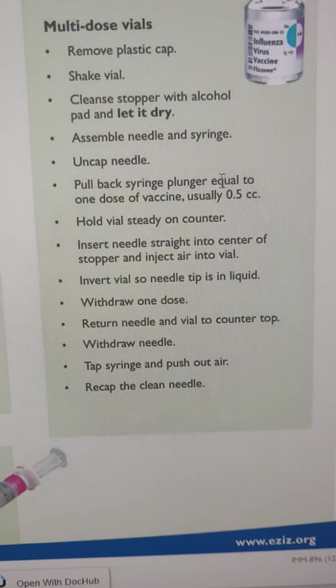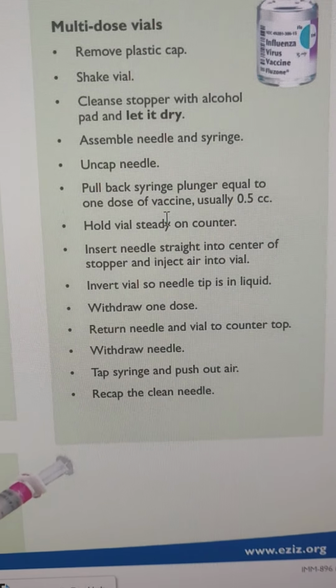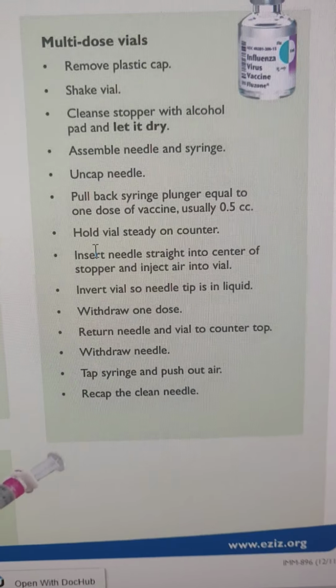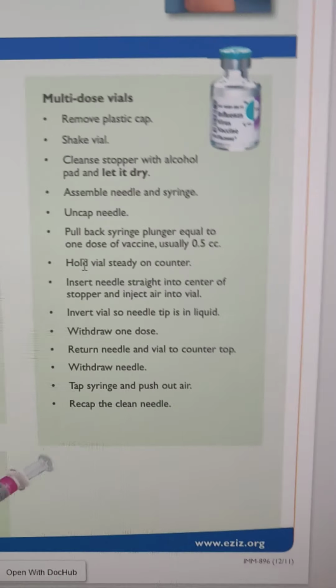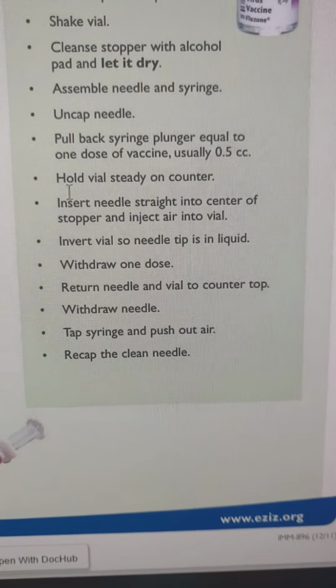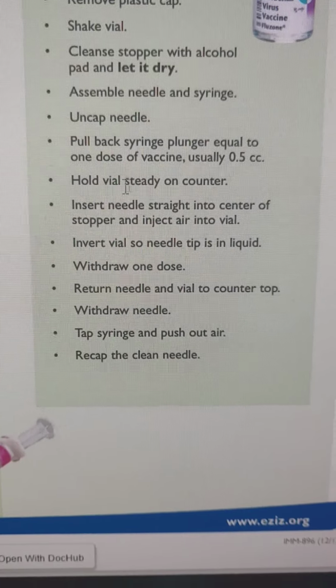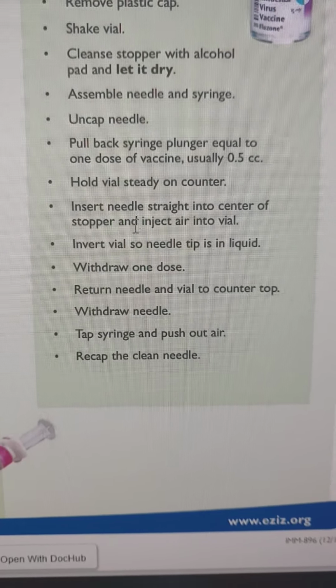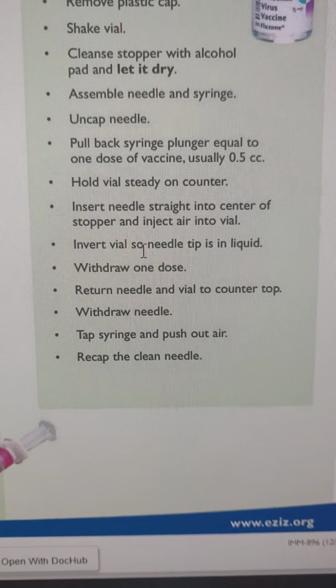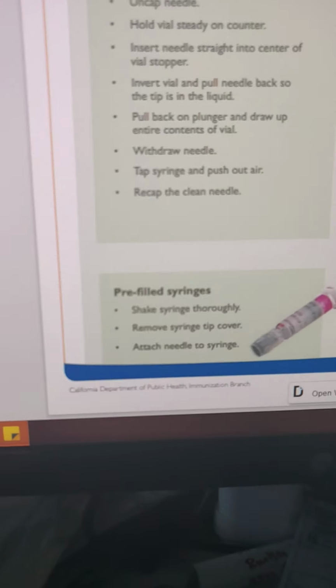Pull the syringe plunger back equal to 1 dose of the vaccine, usually 0.5 cc or ml. Let's use metric, please. ml. Please use standard terminology. Hold the vial steady on the counter. Insert the needle straight into the vial. Withdraw the needle. Tap the syringe. Recap. Okay, great.